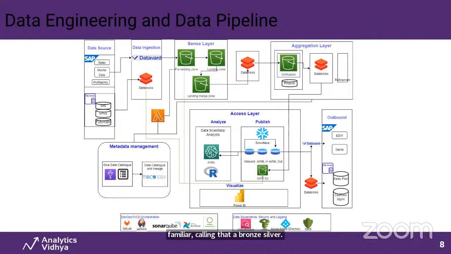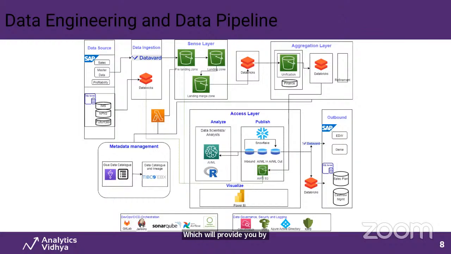So here the bronze layer, or the sense layer, is to have the raw data. Basically, in this sense layer, you can see there are three buckets of data. I think you are familiar with these things. So these are the S3 buckets. S3 bucket is nothing but an object store, which is provided by AWS.